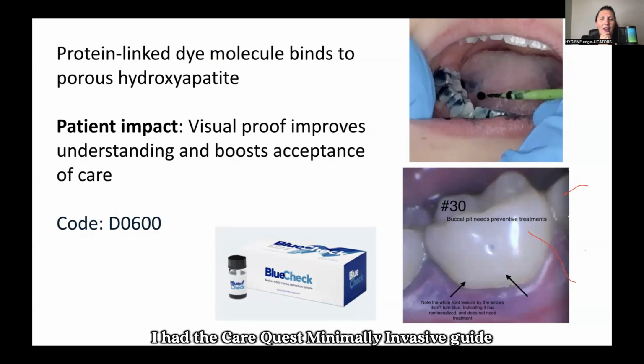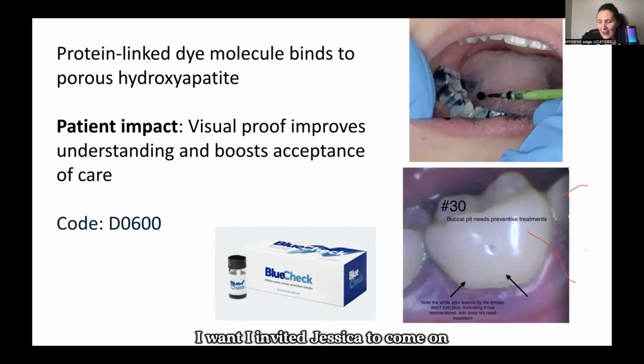And I had the CareQuest minimally invasive guide, and I was placing silver fluorides and using Curodont and things like that. And there was this dye that would dye the teeth and it would turn areas a certain color, and you knew those were areas that needed to be fortified. And I was like, where is this blue stuff? And it finally came out this year.